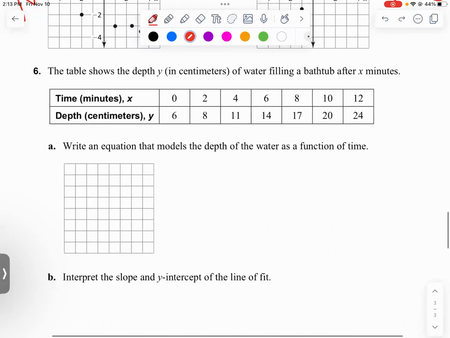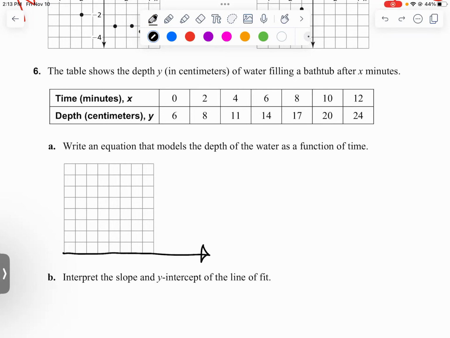All right. The table shows the depth of water filling in a bathtub after x minutes. Let's plot this data. Ready? What do you want to count by on our x-axis for our time? I don't even know if we can cover all of these. Looks like we can. I just need to get to 12.